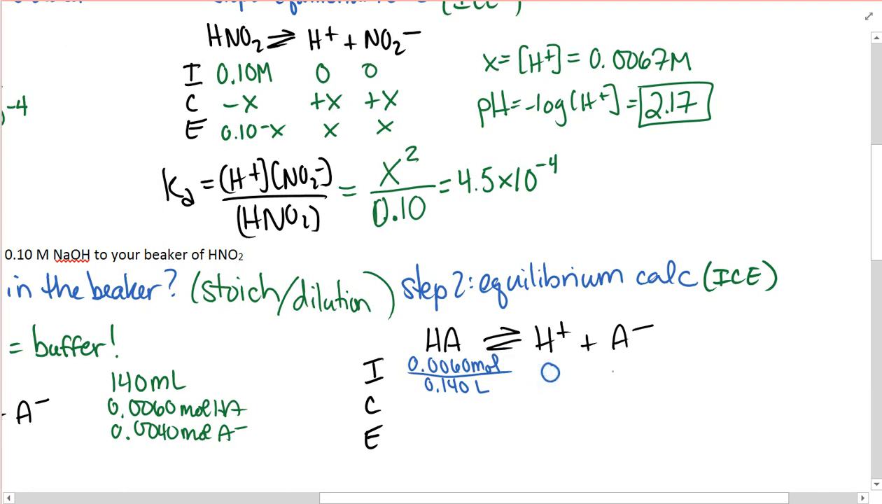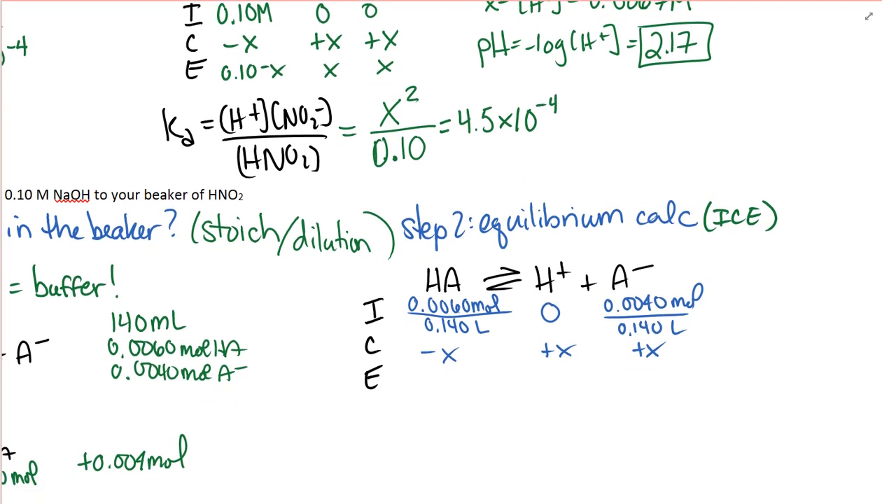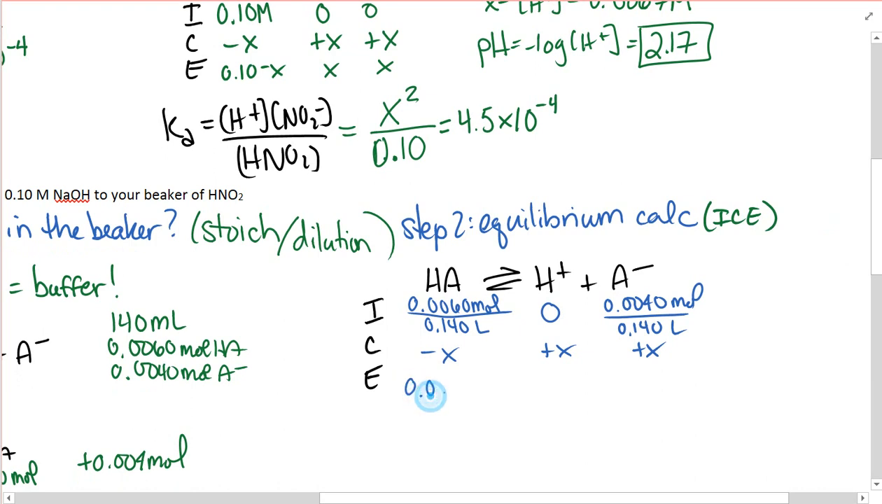This is 0, and I've got 0.0040 moles divided by 0.14 liters. And then I just go through and do my normal ICE chart thing. So you end up with this being 0.043 molar, and then this is X, and this is, I think, 0.029 molar.